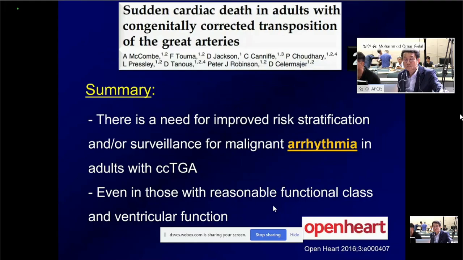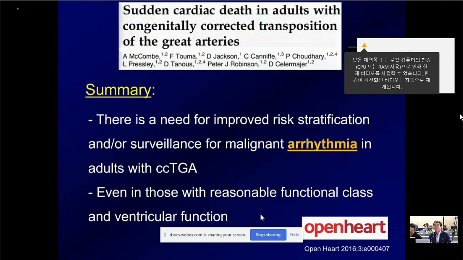This study looked at sudden death in this category of patients, and they said that even with reasonable functional class and ventricular function, they can drop dead. So in follow-up, we should definitely have Holter monitor ECG follow-up.